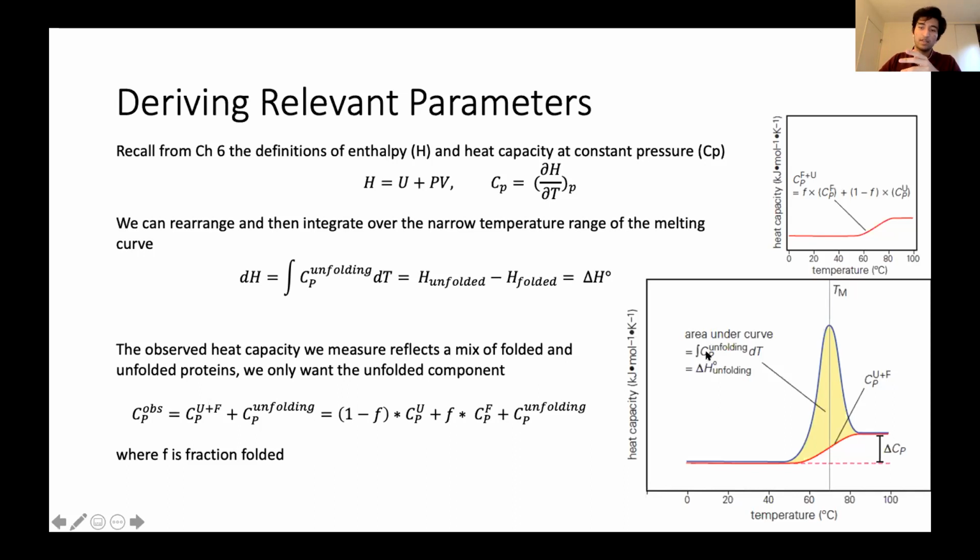And that's what's represented by the heat capacity of unfolding, because the heat capacity of capital U just represents the unfolded protein moving faster, and the heat capacity of capital F refers to the folded protein just vibrating in place. And so the heat capacity of unfolding is naturally the only thing that's left.